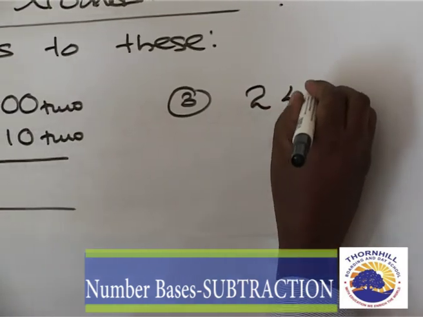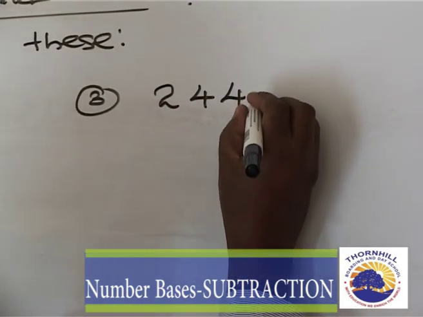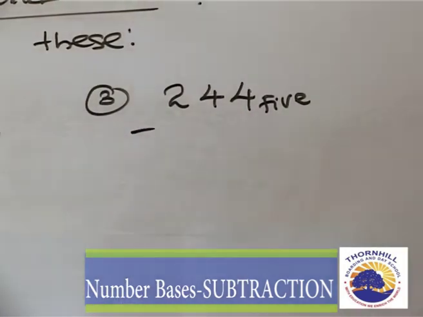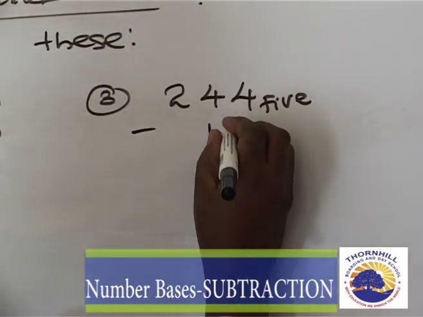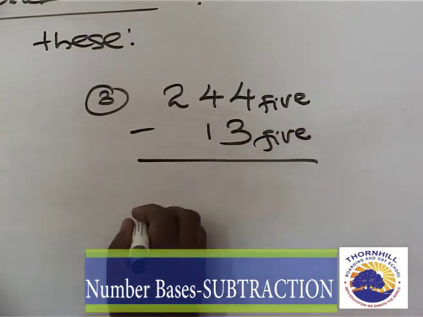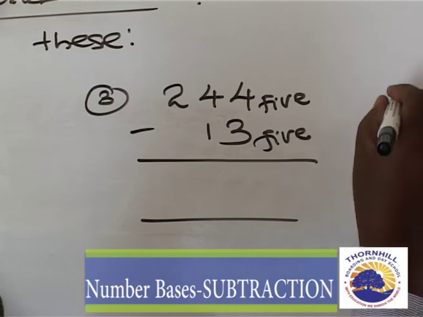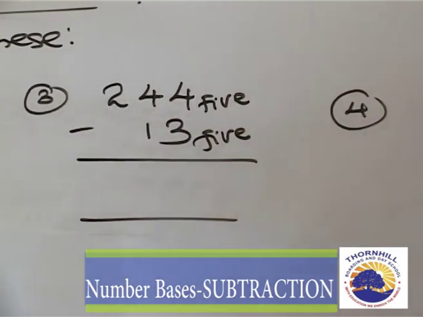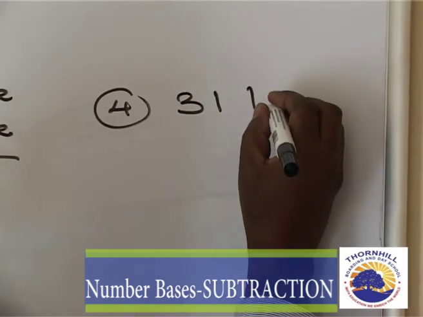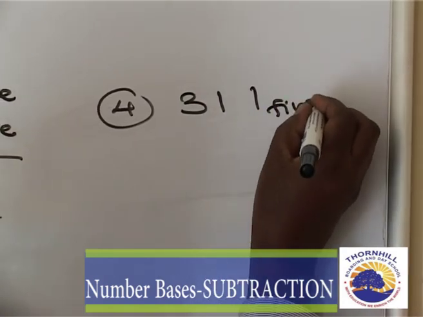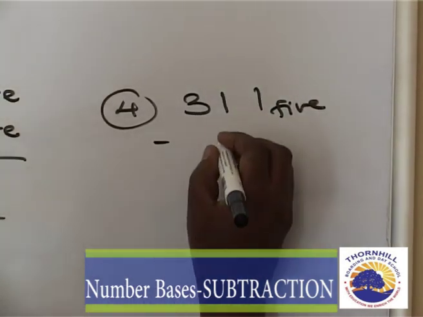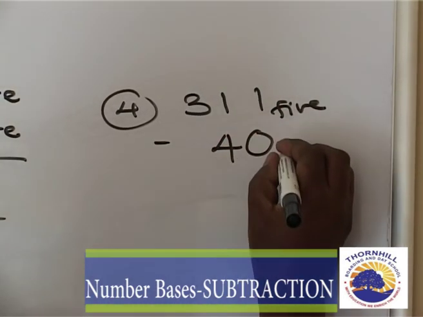244 base 5, we take away 13 base 5. And 4: 311 base 5, take away 40 base 5.